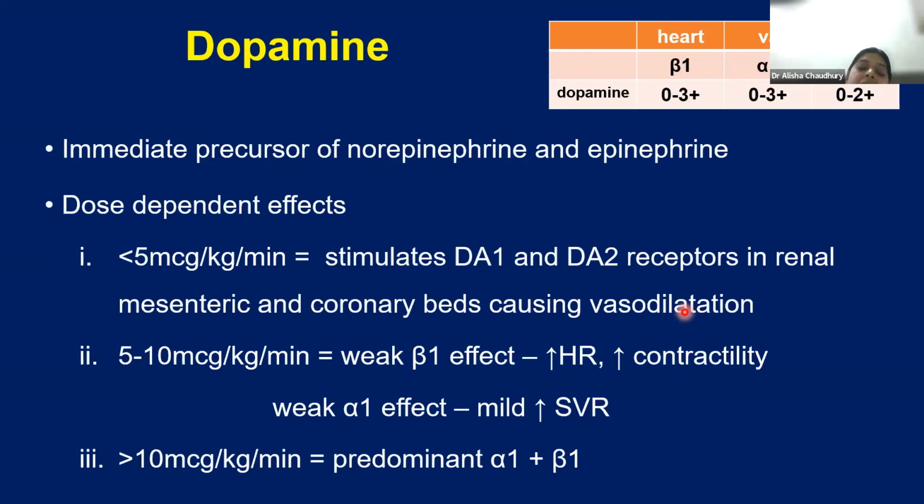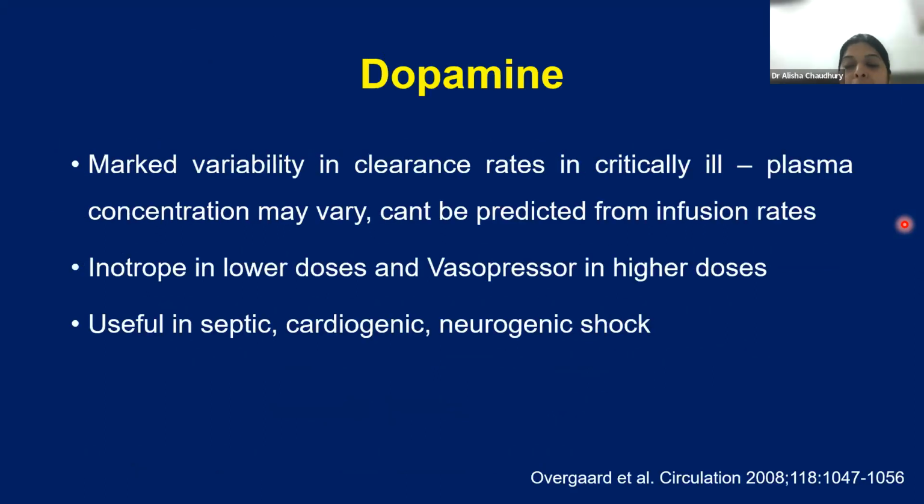Dose-dependent effects are very important because at a dose of less than 5 mics per kg per minute, dopamine stimulates the DA1 and DA2 receptors. As I mentioned, DA1 is present in your renal, mesenteric, and coronary beds, so that's why it can cause vasodilatation there. At a dose of 5 to 10 mics per kg per minute, there is a weak beta-1 effect and weak alpha-1. Beta-1 we already know will increase heart rate and contractility, and a weak alpha-1 gives a mild increase in systemic vascular resistance. But once you cross a dose of more than 10 mics per kg per minute, it is predominant alpha-1 and beta-1 action.